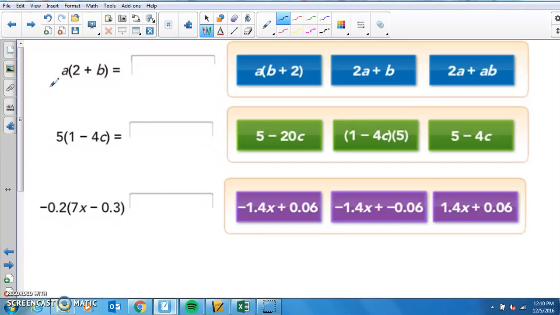All right, hopefully you worked these 3 problems. I'm going to do the first one with you. We're going to multiply the a times the 2, then the a times the b. A times 2 gives us 2a.